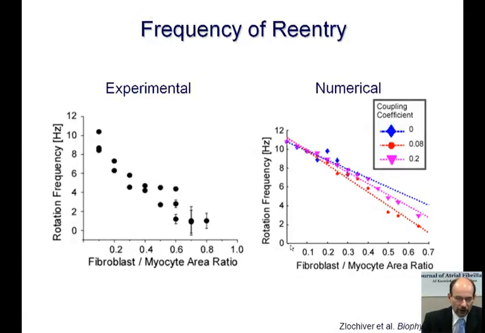We looked at conduction velocity, and that also showed a decrease in value when we increased the fibroblast to myocyte area ratio, and that was also confirmed by numerical simulations independently of the coupling coefficient.